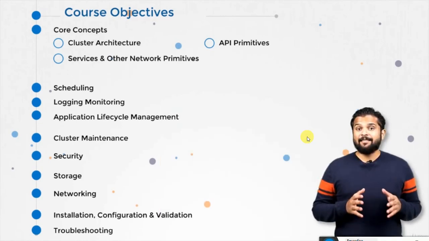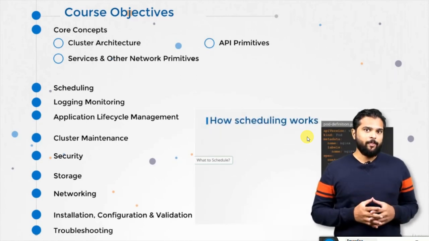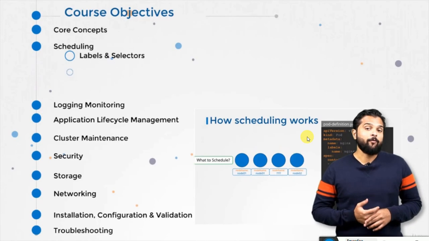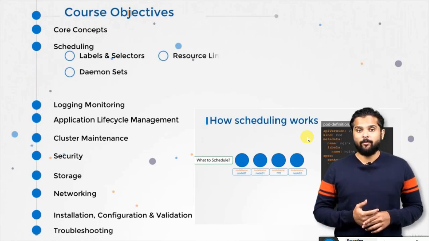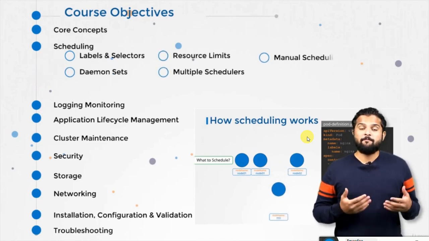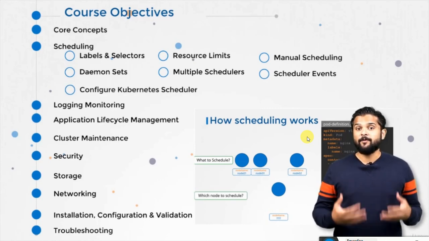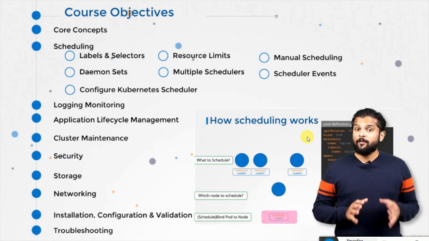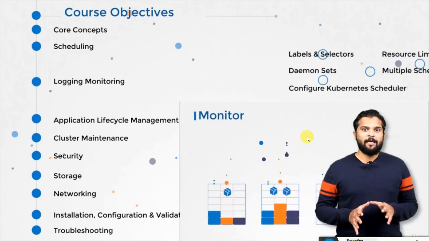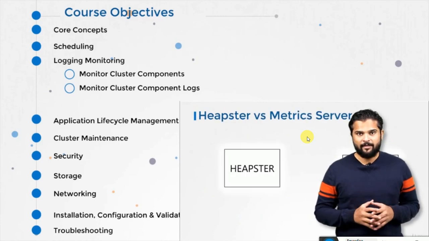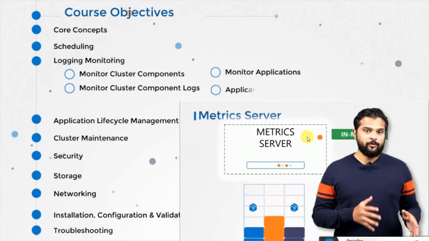In the next section, we look at scheduling. We start with labels and selectors, followed by daemon sets and how resource limits can affect pod placements. We look at ways of manually scheduling a pod and configuring multiple schedulers and how to view the scheduler events. In the logging and monitoring section, we look at different ways of monitoring and logging the cluster components, as well as applications hosted on the cluster.